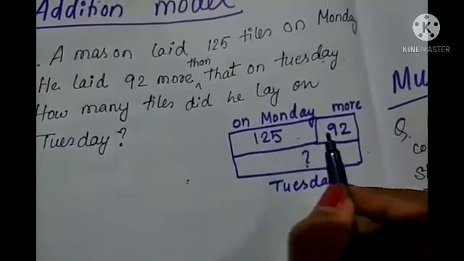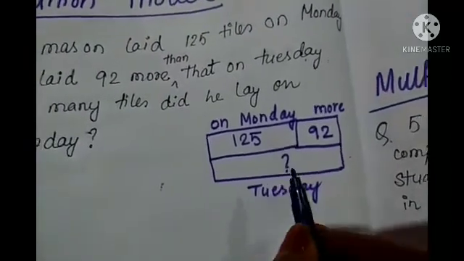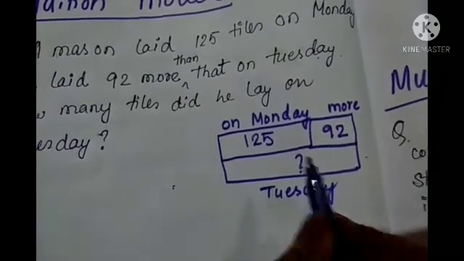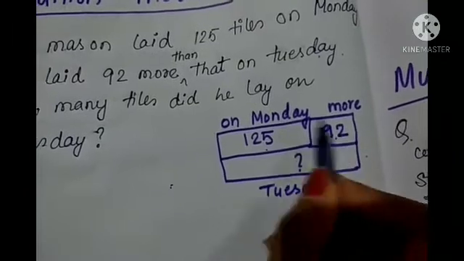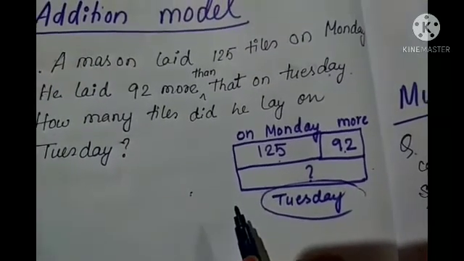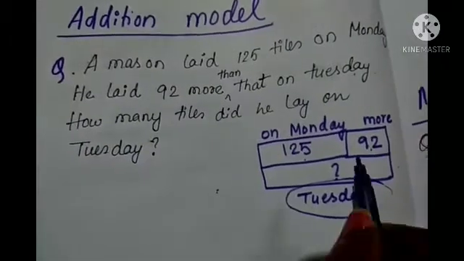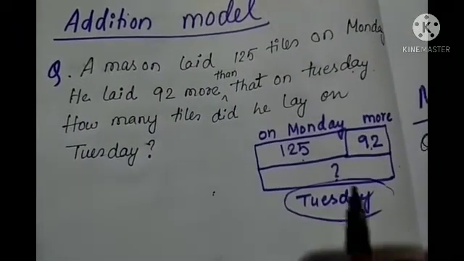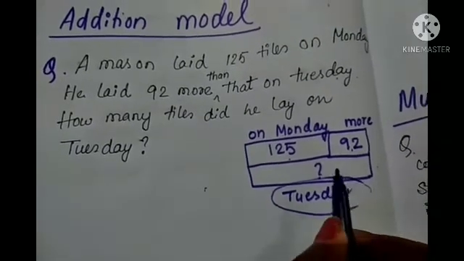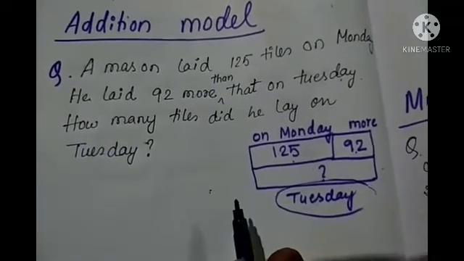So if we add them, we will get it. From this diagram we can understand that we have to add, because this one and this one all together will tell us about Tuesday. Is it not, students? So from this diagram we understand which operation to use: addition. That is why this type of model is called an addition model.